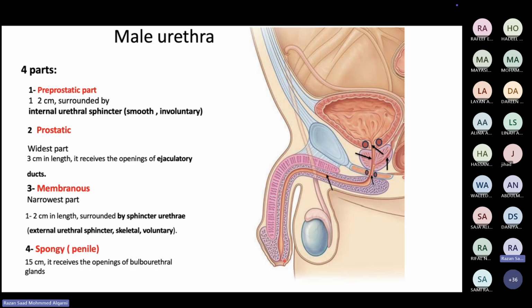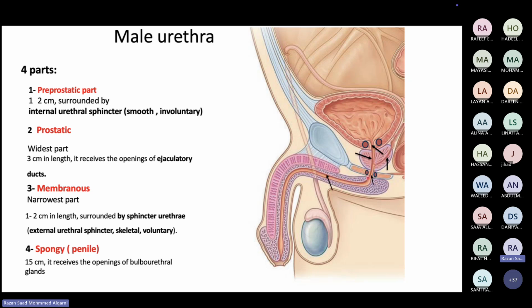So at the glans is going to be the meatus, while here is going to be the sphincter. So the external urethral sphincter is going to be here, while the external urethral meatus is going to be at the glans. This is skeletal muscle supplied by the somatic nerve.